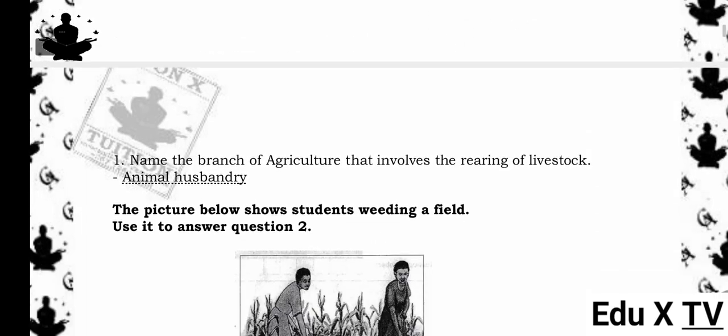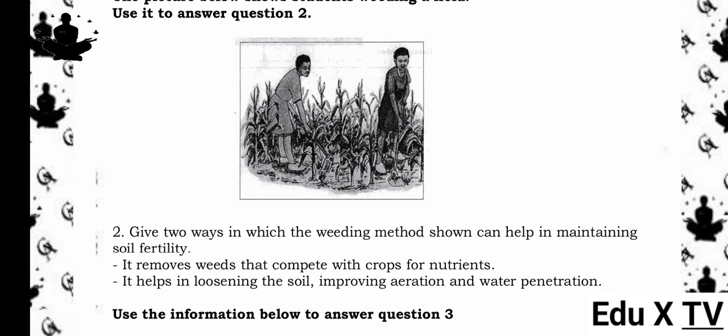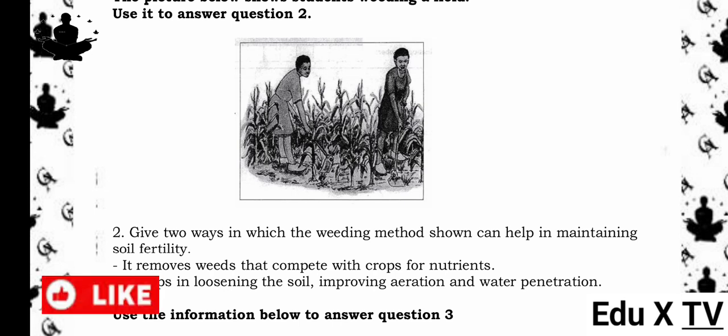1. Name the branch of agriculture that involves the rearing of livestock. Animal husbandry. The picture below shows students weeding a field. Use it to answer question 2. 2. Give 2 ways in which the weeding method shown can help in maintaining soil fertility. It removes weeds that compete with crops for nutrients. It helps in loosening the soil, improving aeration and water penetration.